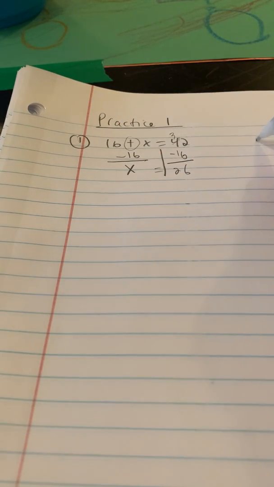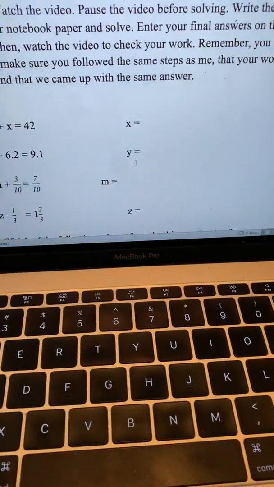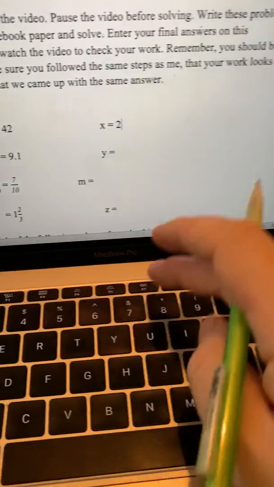I'm going to check it. Is 16 plus 26 equal to 42? 16 plus 26 is 42. That does equal 42. So I can go ahead and assume that my answer of 26 is correct. And I'll come over to my computer and I'll write x equals 26. Number 2. Number 2, we now have decimals. That's okay. We're in 6th grade. Y plus 6.2 equals 9.1.